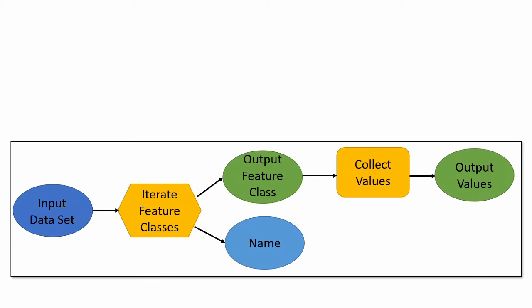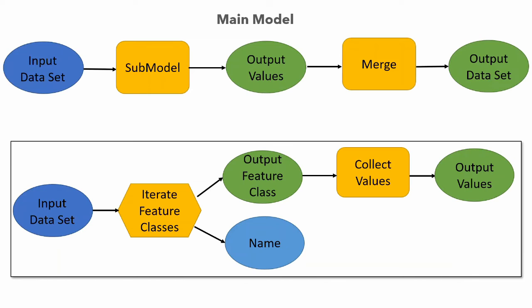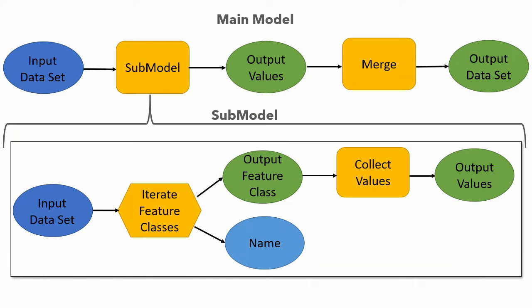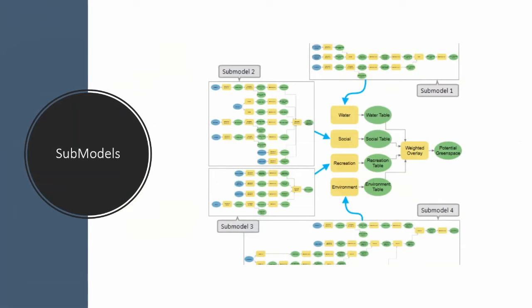Here we have a model where it's iterating through feature classes and then collecting values. Then we have our main model, and we can integrate those two by creating that submodel. The utilization of submodels can be simple, or you can get crazy with them, like in this one, where the main model contains 4 submodels that are integrated.